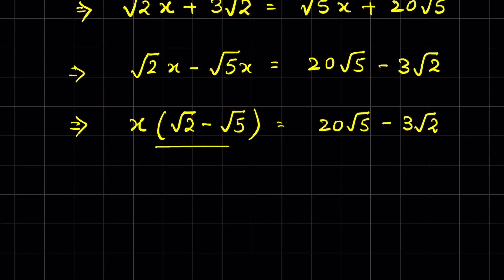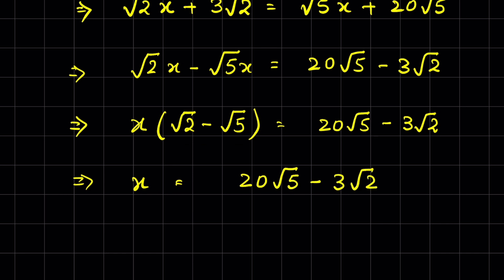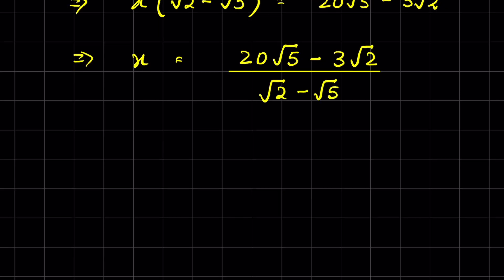Now we can send this factor to the right-hand side. So this is multiplied to x, so it will be divided, because when we change side, the relationship changes. So x = (20√5 − 3√2) upon (√2 − √5). Now there are radicals in the denominator, so we have to rationalize it.